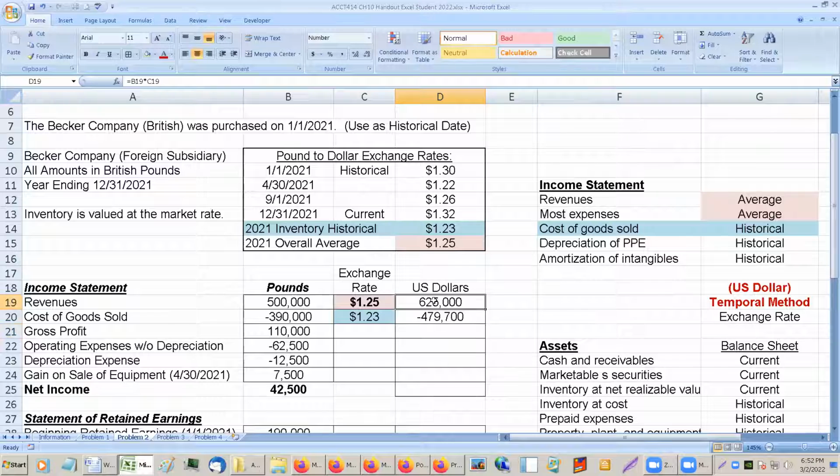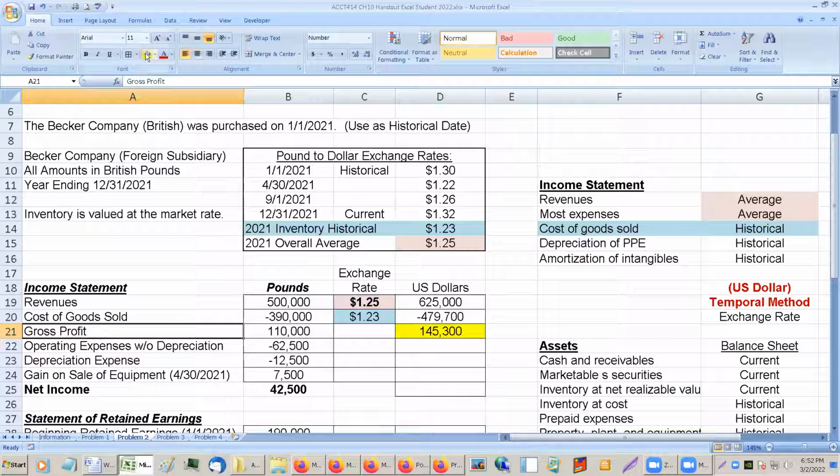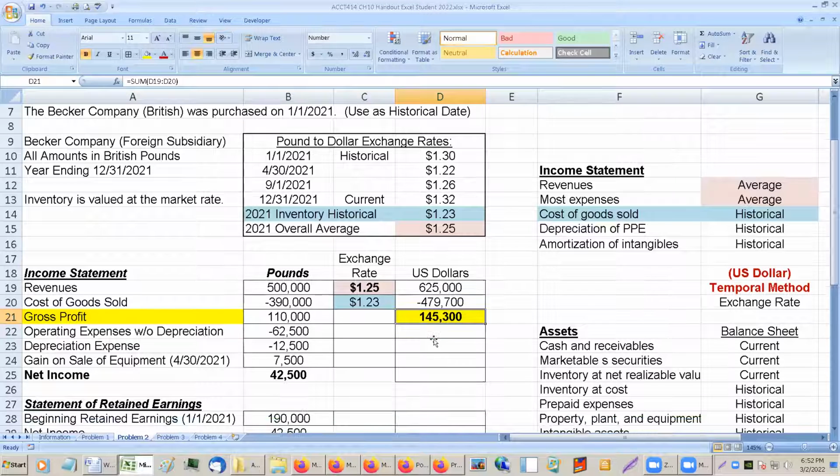Okay, so now notice that this is not going to be a nice one-to-one ratio here. What we get. Okay. There are two different rates here. So the rate between this, it'll be somewhere in between these two if you wanted to calculate what it is. But it's not going to be a one-to-one rate. Okay, most expenses going at average cost. So operating expenses without depreciation will be, again, for this one.